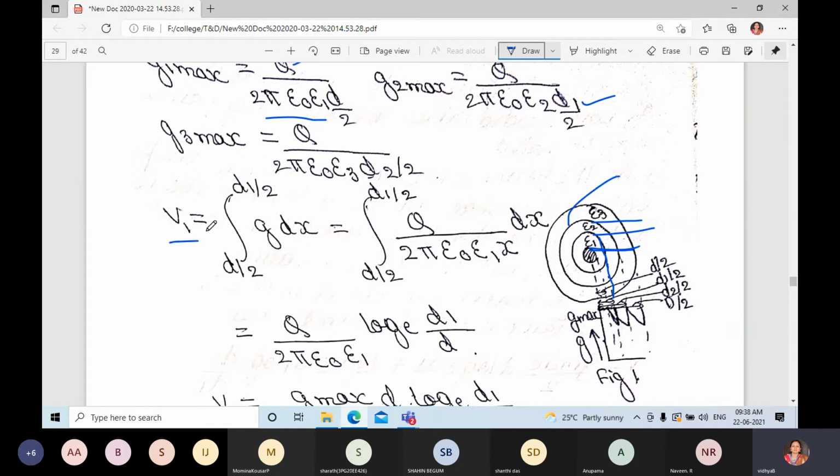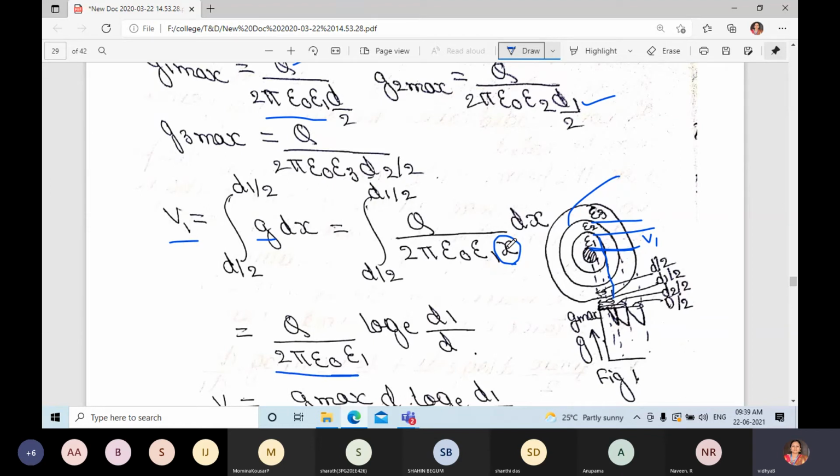So next, v1 is equal to integration g dx. So what is the g, what we got? For V1, first G1 max, q divided by 2 pi epsilon naught epsilon 1 x they have written. Instead of d by 2, they have written the x. They will apply the limit d by 2 to d1 by 2. Between these two layers v1 will be there. So we can apply the limit d by 2 to d1 by 2. Q divided by 2 pi epsilon naught epsilon 1 by x, you will get log x.